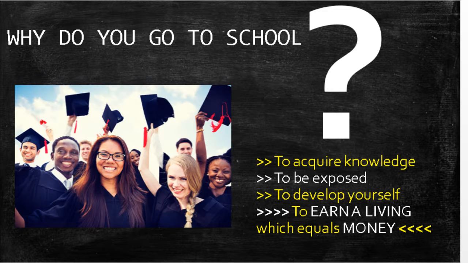Another question is, why do you go to school? Why do you go to school? To acquire knowledge, to be exposed, to develop yourself, to earn a living, which equals money, is very important. The summary of why we go to school is to actually earn a living. We go to school so we can earn a living. And earning a living simply means money. When a child graduates from the university, he or she is expected to get a job, to start fending for herself, taking care of herself, himself. So the summary of going to school is to get money.